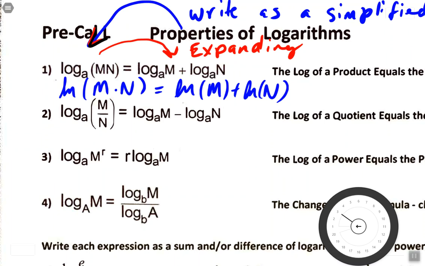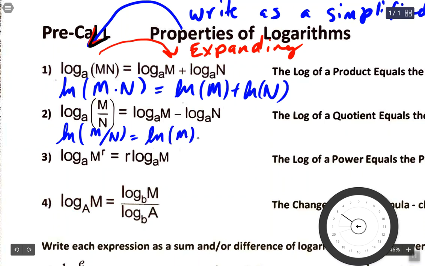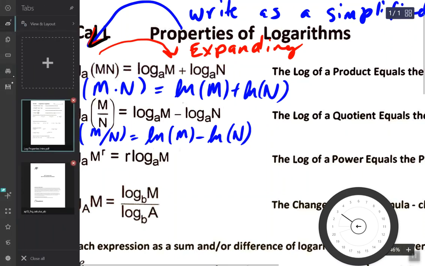And if I have division, the only difference is it's subtraction. So if you have natural log of m divided by n, it is equal to the natural log of m minus the natural log of n. And this comes in really handy because, believe it or not, you already know one. We did it when we did parent functions. Remember, e to the x and natural log are inverses, right? We graphed e to the x. Remember that? Okay, I'm going to add a page here, and I'm going to show you something.